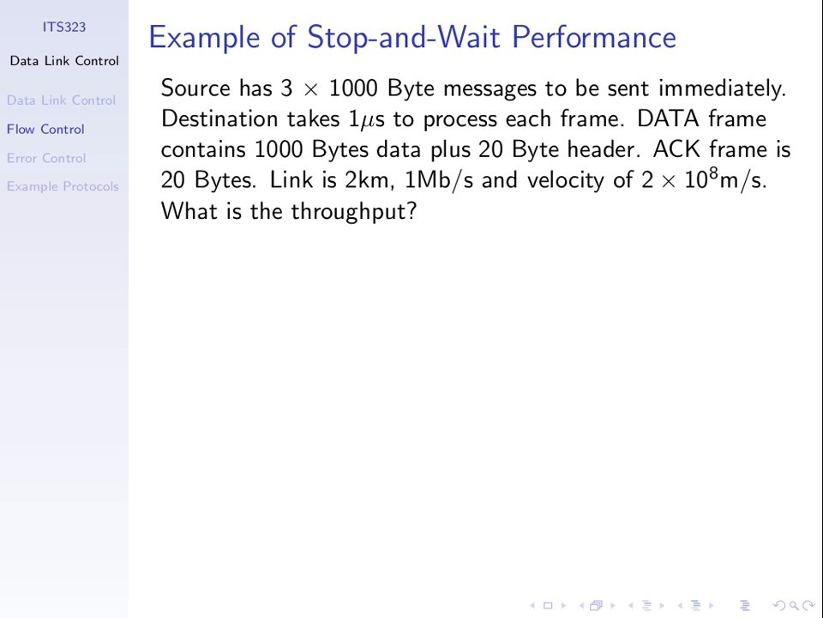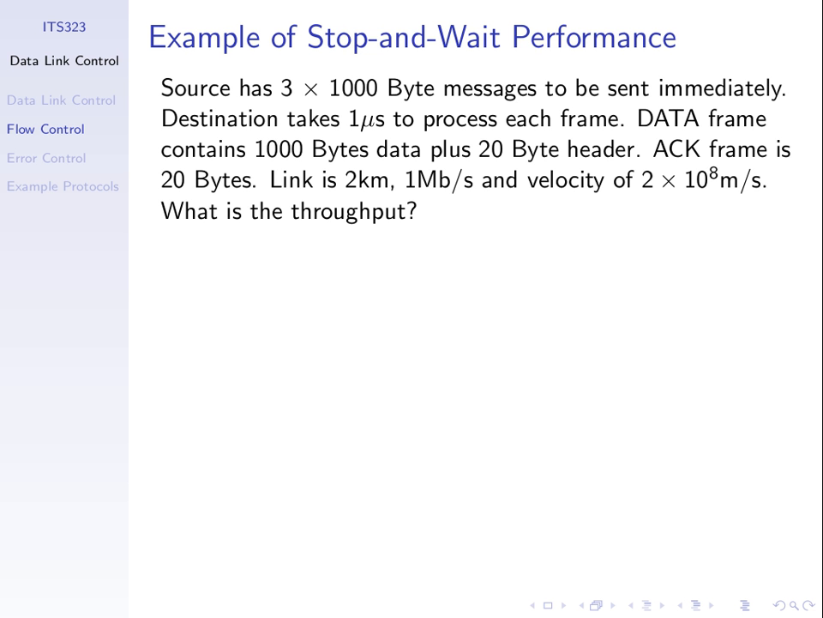We have a source computer A. It has 3 messages to send, each of 1,000 bytes. So our frame is going to contain 1,000 bytes of data, and the data frame also is going to have a 20-byte header. So if we draw the data frame, there'll be a 20-byte header and 1,000 bytes of data. And we're going to have 3 frames, okay? No trailer, to keep it simple.